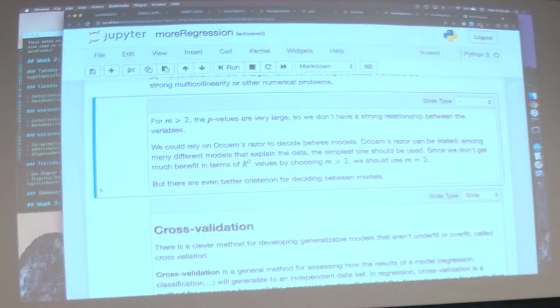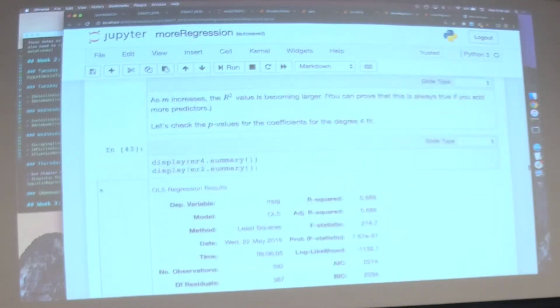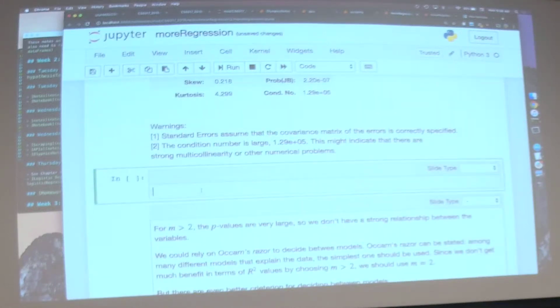If you did the M1 summary, it would obviously show a lower R-squared. But with its p-values, it also should be pretty close. I would expect so.